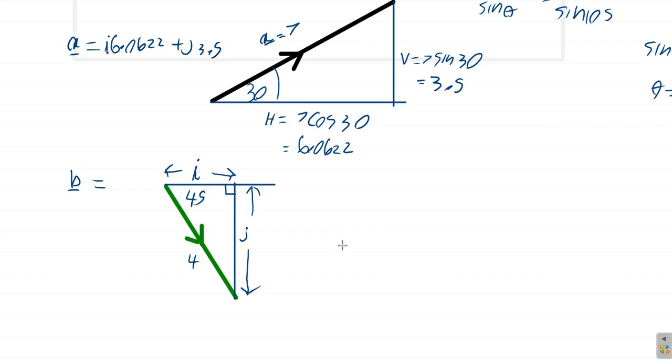Now the thing is, up here I used H, but you have to get accustomed to using i, because more and more I see books and websites use i instead of H for horizontal, and j for vertical, just like with complex numbers, right? Now the thing is, i would have been 4 cos 45, and j equals 4 sin 45.